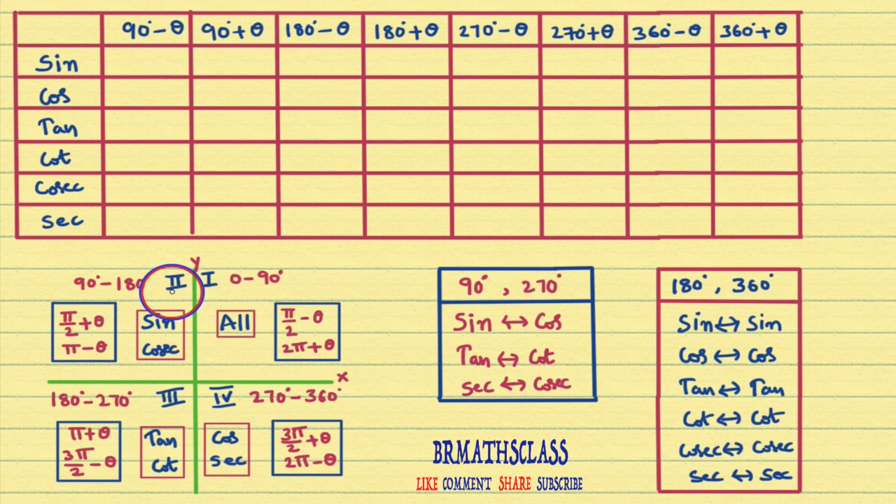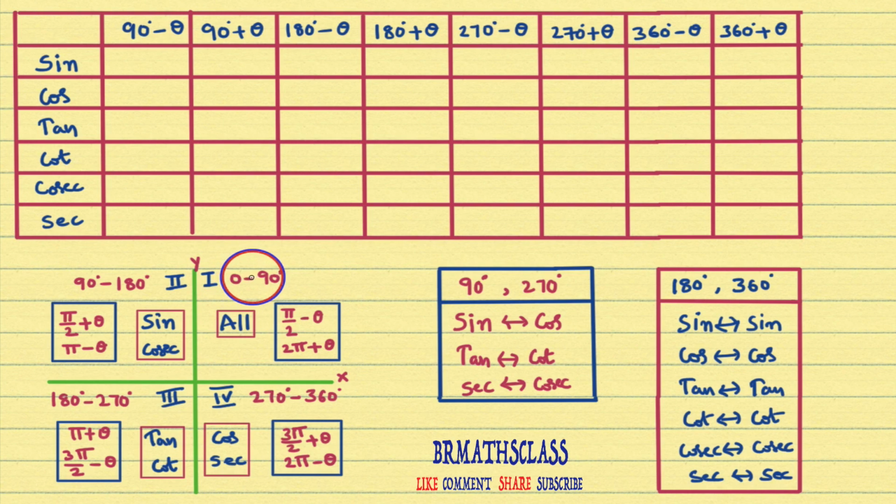First quadrant, second quadrant, third quadrant, fourth quadrant. You observe these red color boxes. In first quadrant, we know that all trigonometric functions are positive. In second quadrant, sine, cosec are positive. Remaining trigonometric functions are negative in second quadrant. In third quadrant, tan, cot are positive. Remaining all trigonometric functions are negative. In fourth quadrant, cos, secant are positive. Remaining all are negative. Okay.